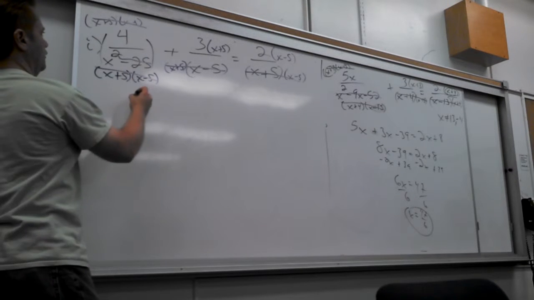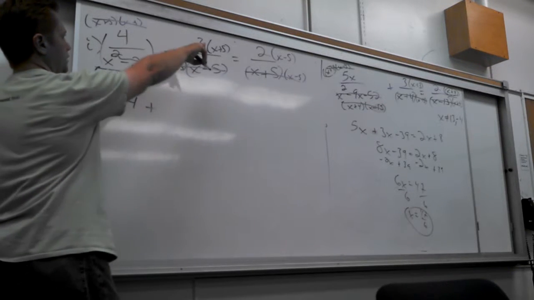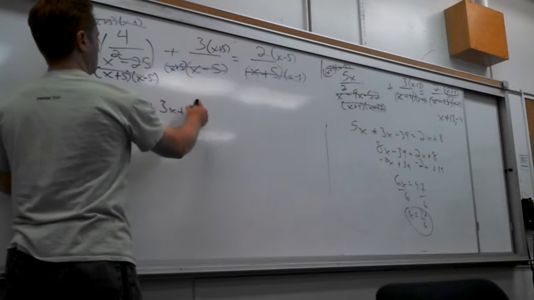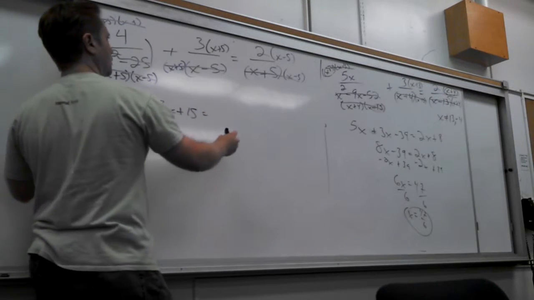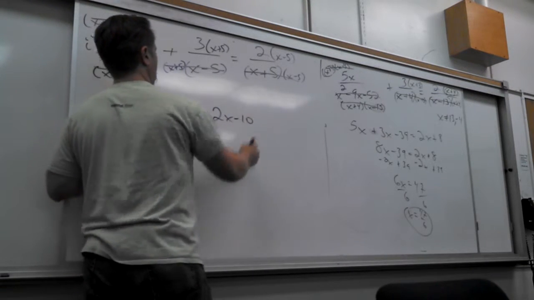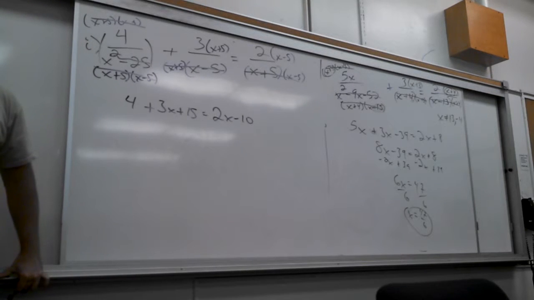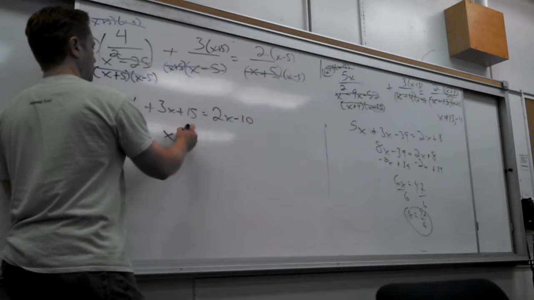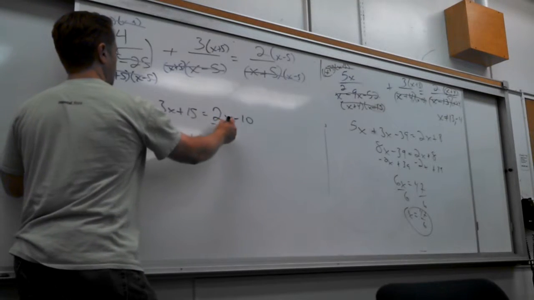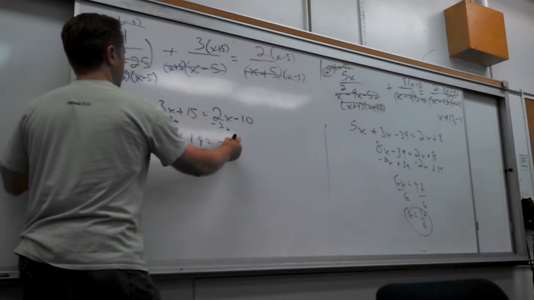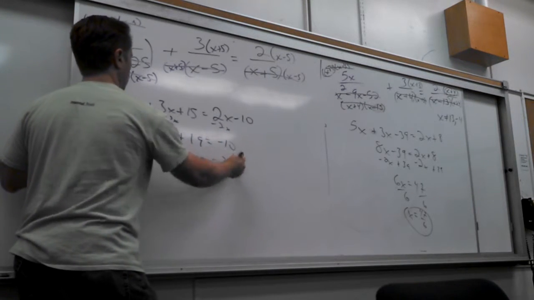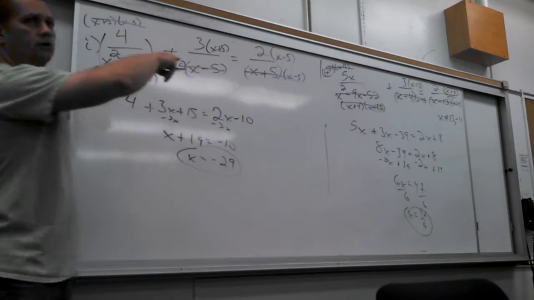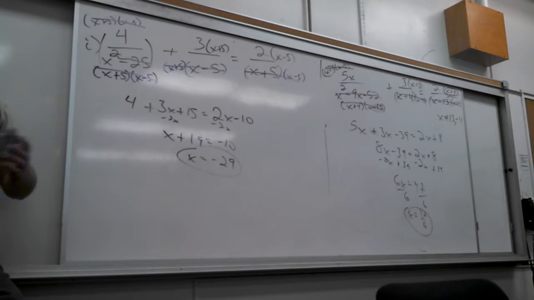So here I just have 4 plus... Cool. And that is nice, right? So you'll get 15 plus 4x plus 19 equals, right, subtract 2x. So I get 10, so x is negative 29. What could x not be? 5 or negative 5, and it's neither one of those.